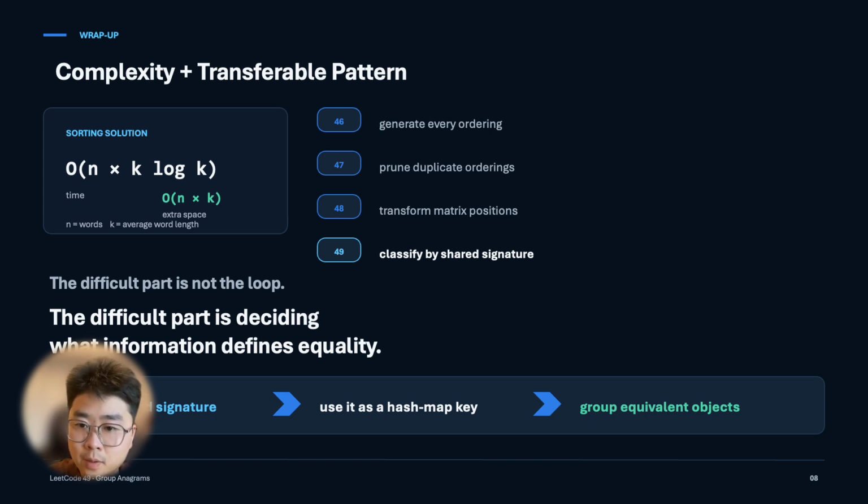And this problem brings us back to the main idea for today's problem. Words may look different, but they still share the same structure. So the hardest part is not writing the loop, it is finding the right signature. And once we find it, the grouping becomes simple.